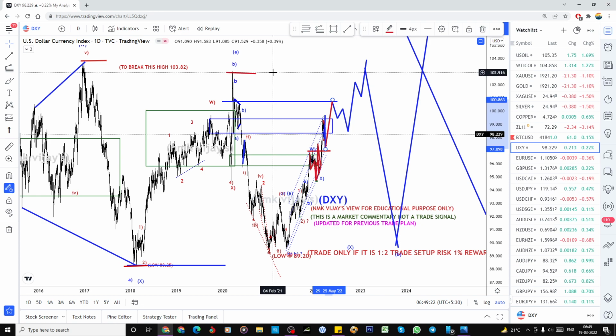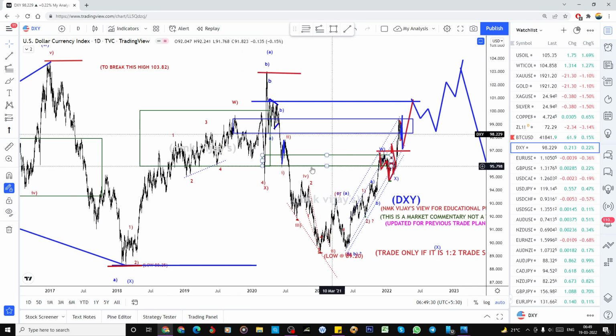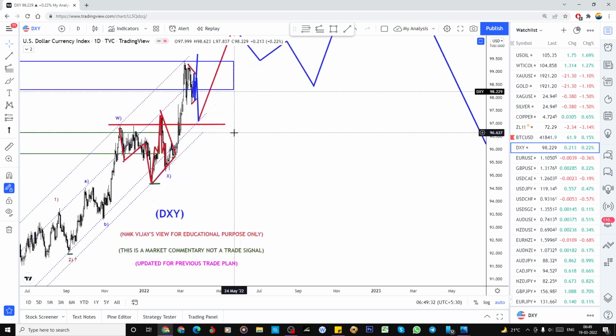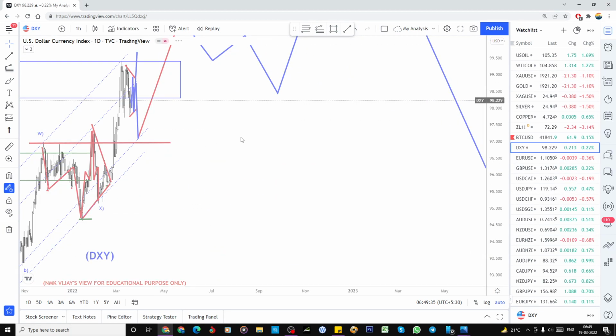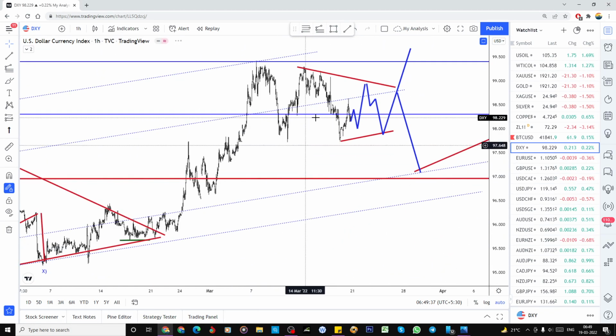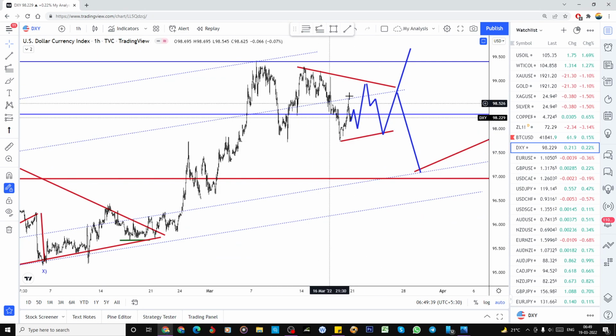And first of all, it has to break this 103, later onwards 103.82. So this is my detailed analysis for this week. Right now we can expect a triangle, either in a B wave or the intermediate B wave. So the triangle can break out on either side.